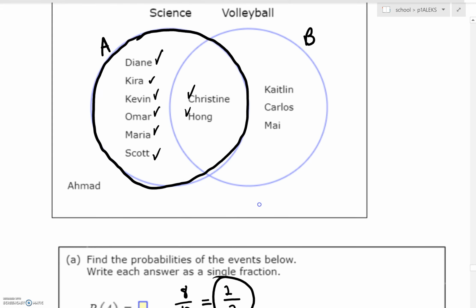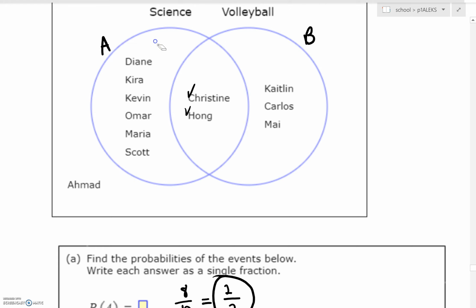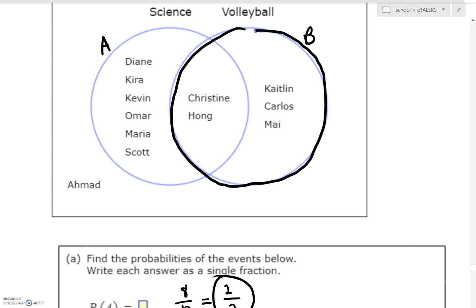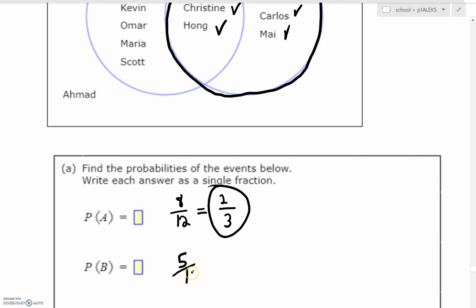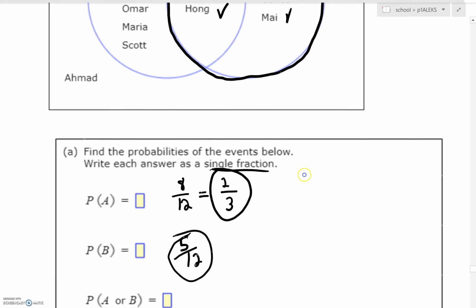How about the circle B? If we're to focus just on circle B, that's the volleyball club. We've got 1, 2, 3, 4, 5 students who would be in that circle. So that's 5 out of 12. You could try to divide something out from the numerator and denominator. It won't work. This is as far as we can go. You always have to simplify your fractions.